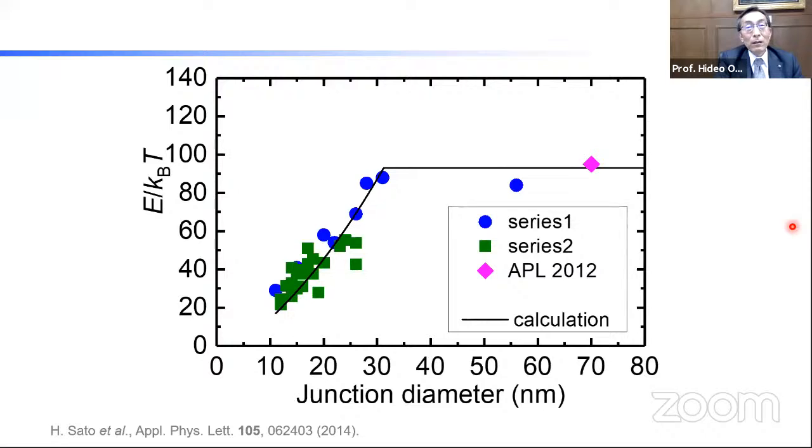Let me say a few words about this junction diameter. A junction diameter of, let's say, 30 nanometers sounds very big to you, because people are talking about 14 nanometer technology, or below 10 nanometer technology in the semiconductor industry, and 5 nanometer technology, and so on and so forth. They're talking about a gate length, and the device size is much greater than the gate length.